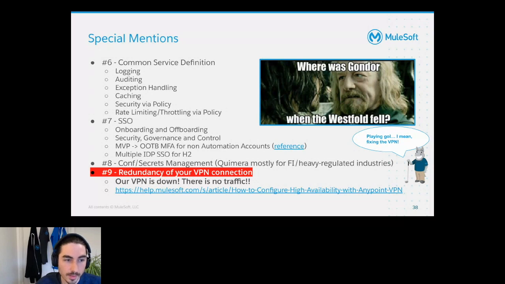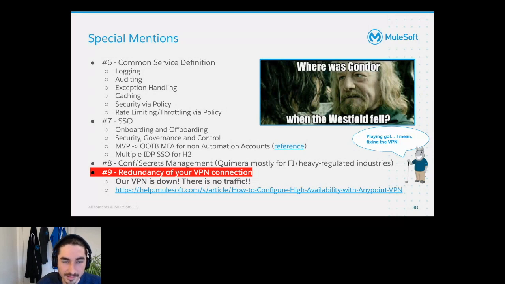I wouldn't recommend it. Point number 8, configurations and secrets management. This applies mostly to financial institutions and heavily regulated industries. It's not most of the cases, but you would think about a standalone solution. Think about HashiCorp Vault or other providers out there.